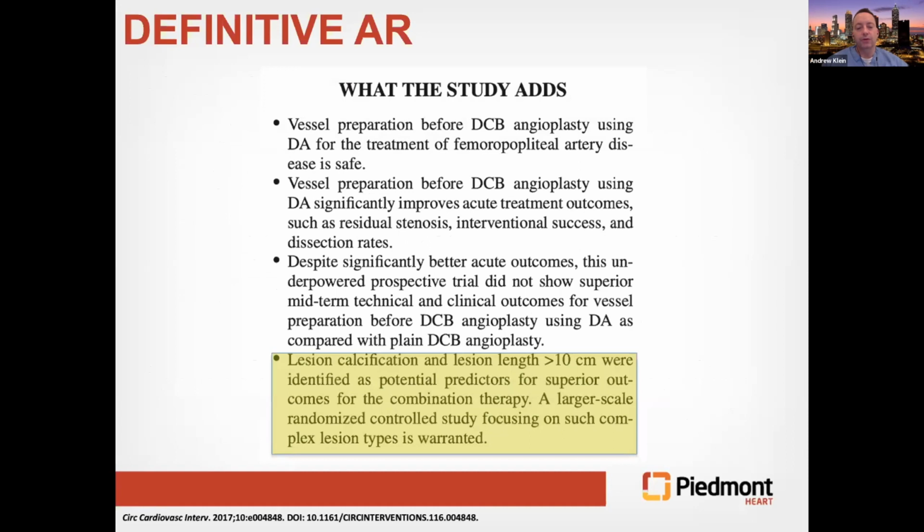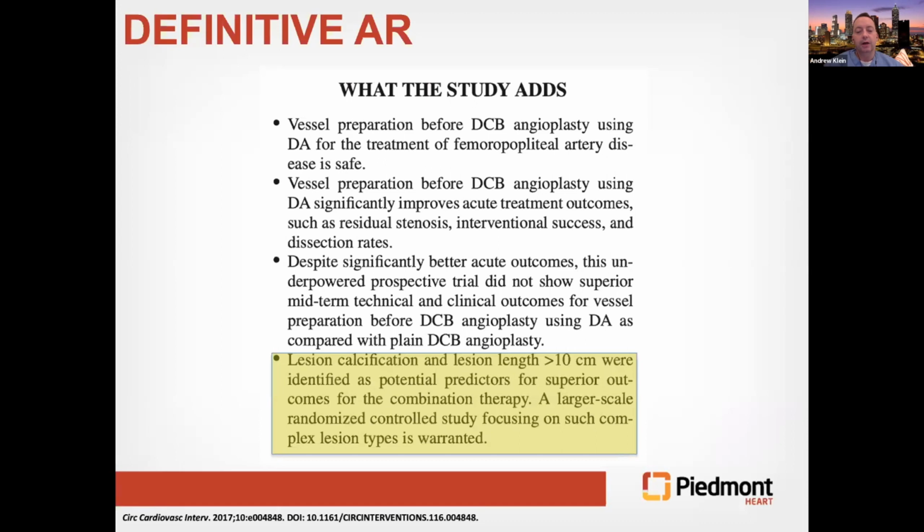Well, what was their take home is that lesion calcification and lesion length, interestingly, in the sub-study greater than 10 centimeters were identified as potential predictors for superior outcomes for combination therapy. So I always laugh that when you look at the general trials for any SFA study, it's all less than 100. I'm still looking for those lesions. It always seems to be 250, 300 millimeter long lesions. And maybe that's because I live in the South, but regardless, they all seem to be pretty nasty lesions.